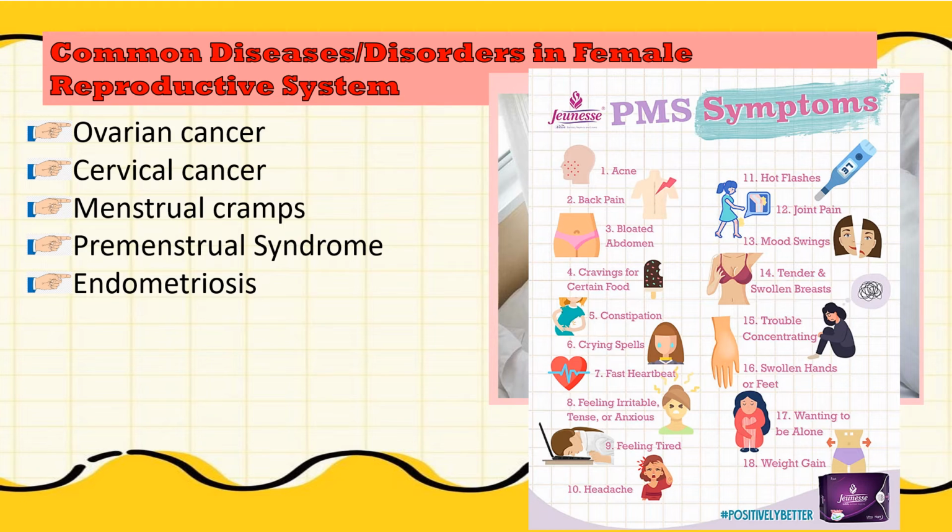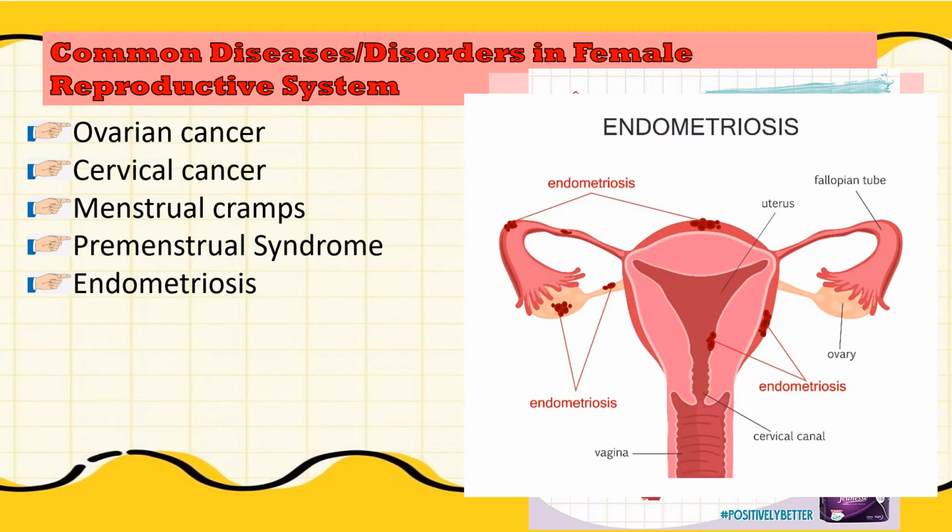Next, we have endometriosis. Endometriosis happens when the lining of the uterus or the endometrium is not developed properly. Supposed to be, the endometrium is within the uterus, nasa lining siya ng uterus. Pero ang nangyayari when someone has endometriosis, the endometrium develops outside. And during menstruation, nagshe-shed din siya.